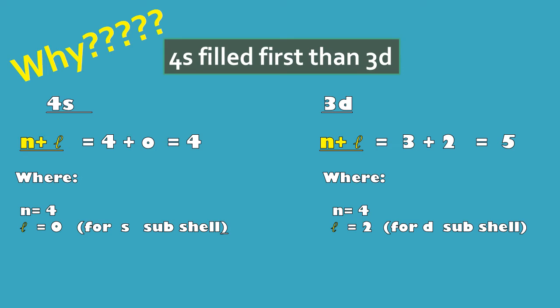Now come to the energy of the 3d subshell. By applying the n plus L rule, the n value is 3 plus the L value for the d subshell, which is 2. So it's equal to 5. Now look here, the energy of the 4s subshell is equal to 4, and the 3d subshell is equal to 5. So it's proof from here that the 4s subshell has the least energy as compared to the 3d subshell. Therefore, the 4s subshell is filled first with electrons, then the 3d subshell.